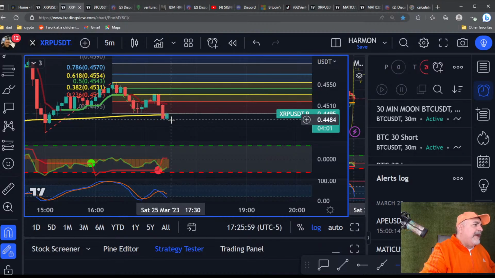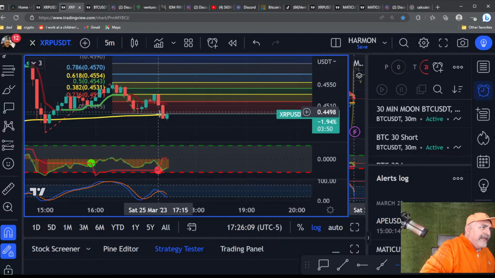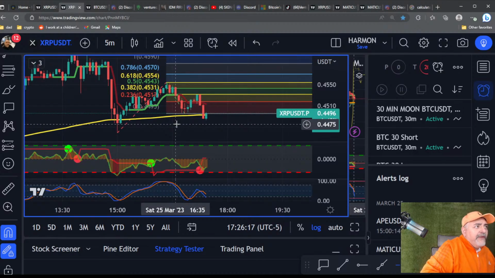Here's a bounce, right? So this is where it's rejecting again off of the bottom of the Fibonacci. See that rejection right there? That rejection right there is rejecting again right there. There's another short right there. So now you can short XRP again if you missed the earlier short, right? So now XRP is looking to go down.